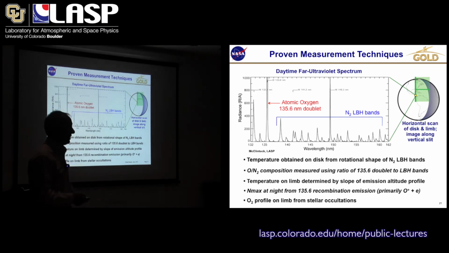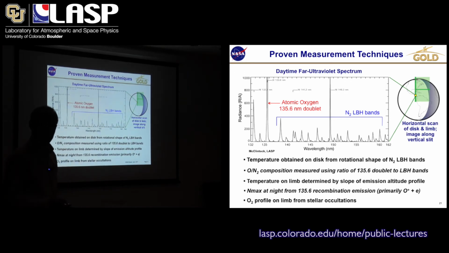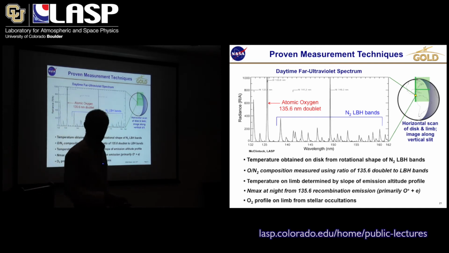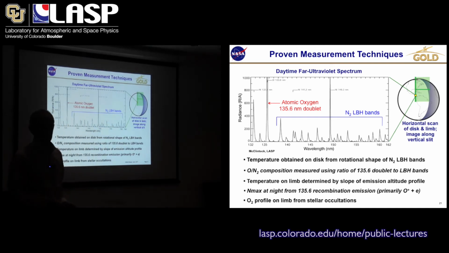Any questions? Your diagram indicates a vertical slit that you move across the disk to produce an image. Is that a line of pixels then somehow? Correct. Does each pixel take its own spectra? Yes, it does.